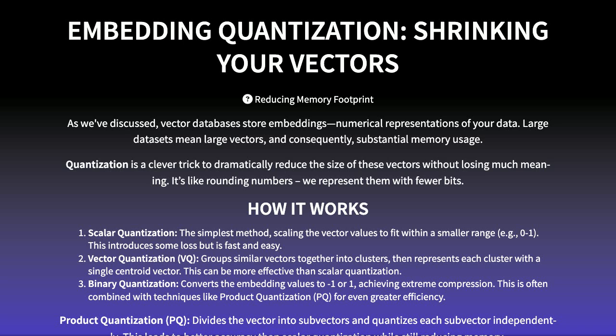Product quantization is a powerful method that breaks a vector into smaller parts and quantizes each part separately. It's all about clever compression, reducing the size of those embeddings so we can store more data in our databases without blowing up our memory.